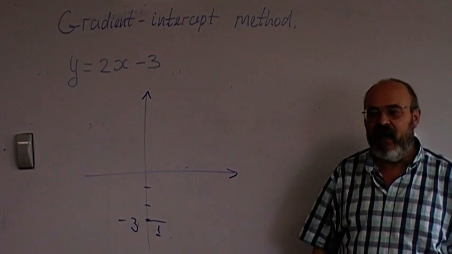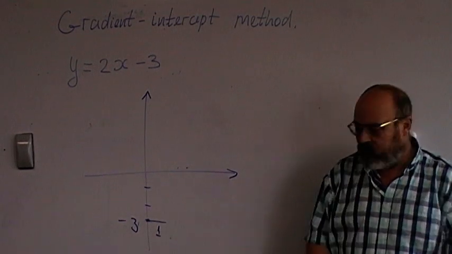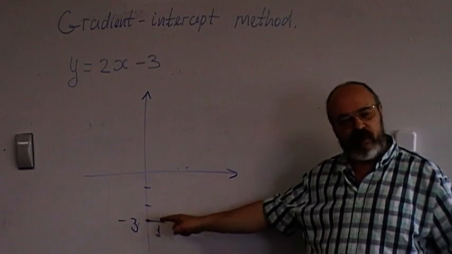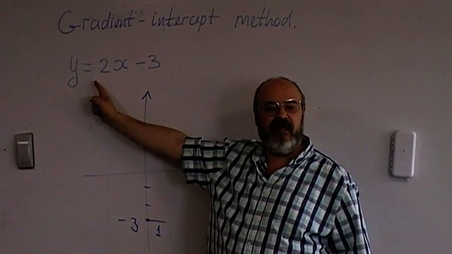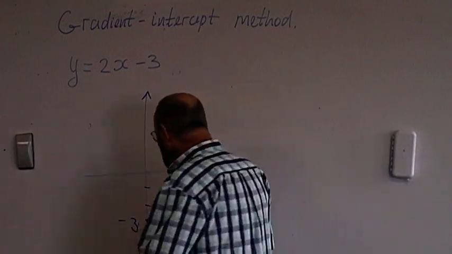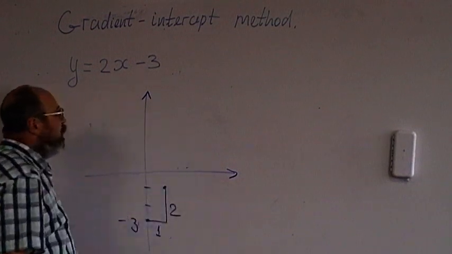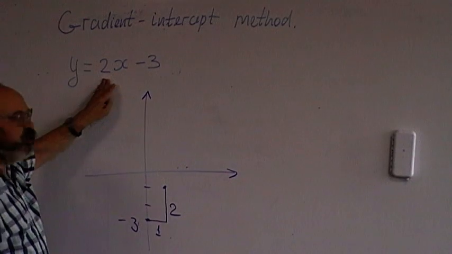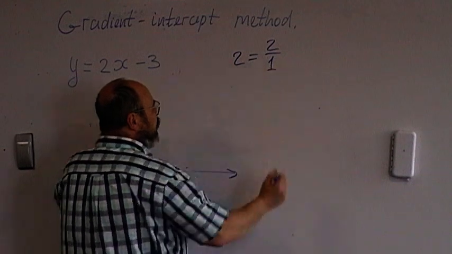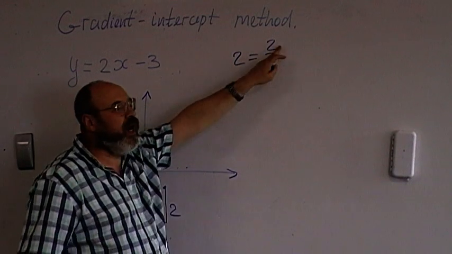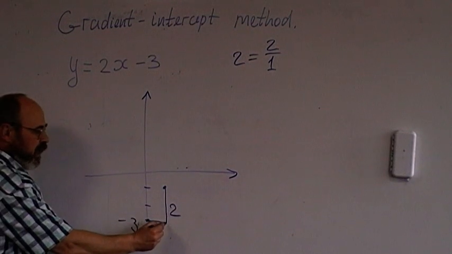In this case, you run by 1. We're moving to the right by 1. And then we rise by the gradient. We rise by 2. Why run by 1? Because the gradient is 2, which is 2 over 1. When x changes by 1, y changes by 2. So we run by 1 and we rise by 2.